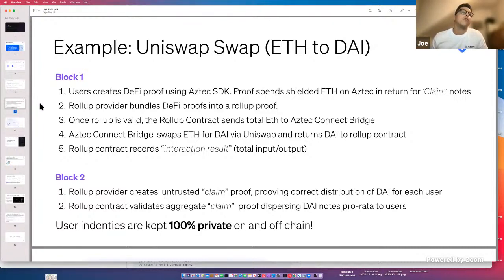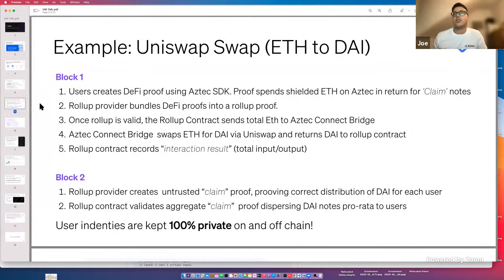So at step 4, the bridge contract now has a load of ETH that it wants to swap for DAI via Uniswap, just the standard Uniswap v2 or Uniswap v3 swapping happening directly in a smart contract. And the bridge contract is then responsible for returning the DAI in the same transaction to the rollup contract. And the last step in this is just the rollup contract recording what happened.